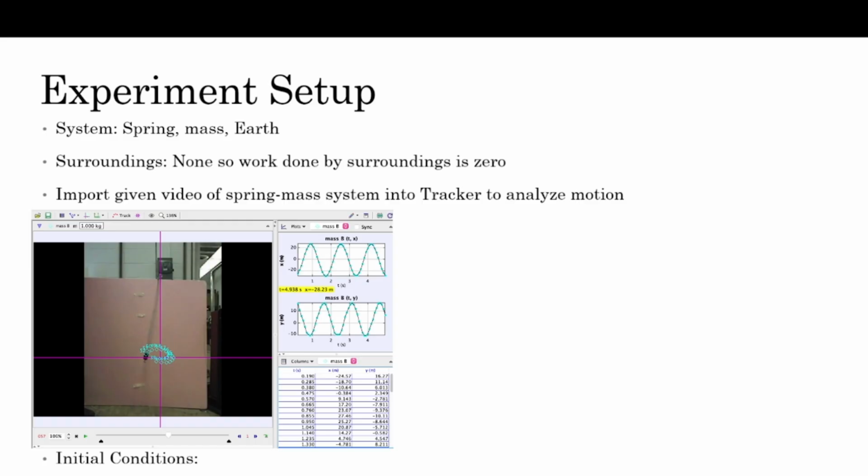Experiment setup. The system was the spring, mass, and the earth, and the surroundings were none, so no work was done by the surroundings. And then we put the video into Tracker and analyzed its motion. Our initial conditions were the position and velocity beneath the photo.